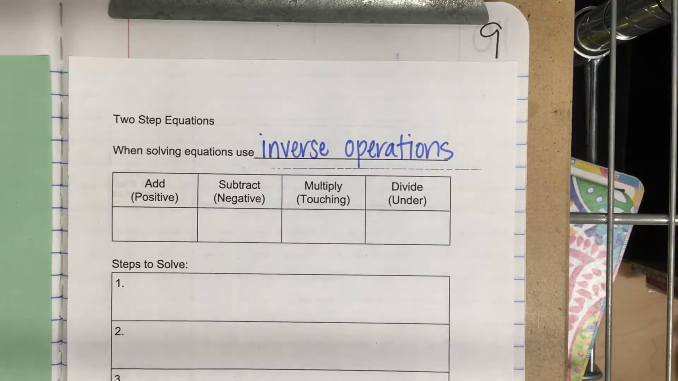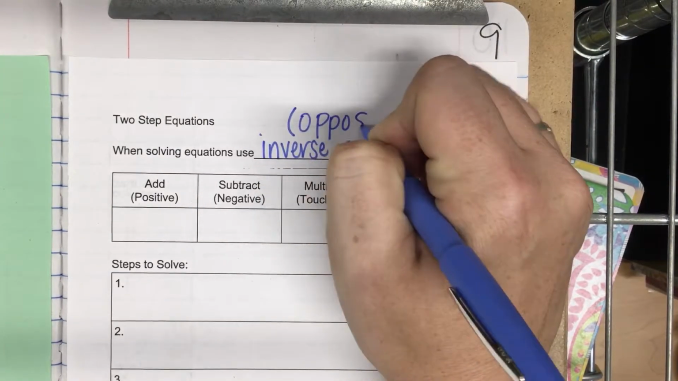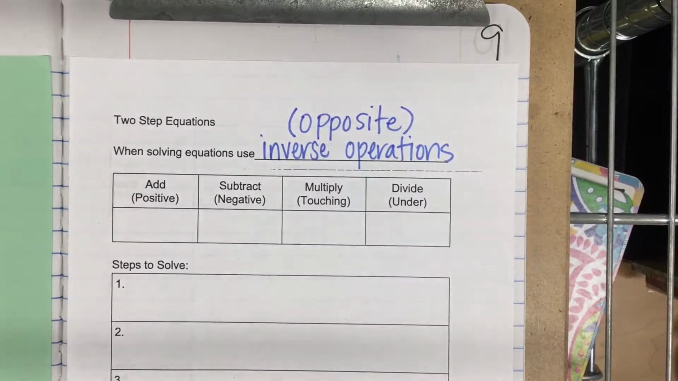Use inverse operations. Who can tell me? Raise your hand. What does it mean, inverse? Inverse operations. Alex, what does it mean? Opposite. Perfect. Let's put that in parentheses. Opposite.